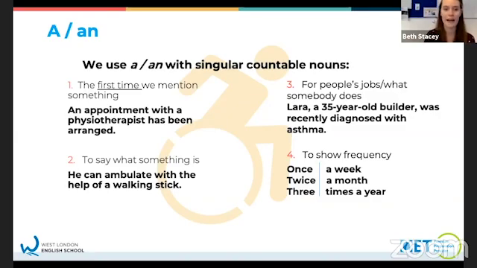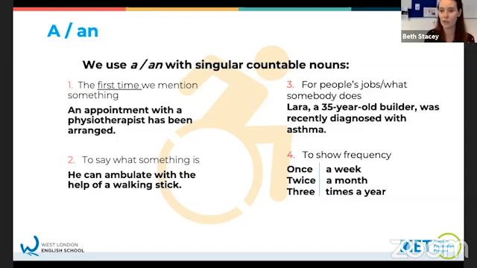So with a and an, we use it for the first time that we mention something, such as in the sentence here, an appointment with a physiotherapist has been arranged. If we want to say what something is, something specific, like this is a phone, this is a mug, we've got an example here. He can ambulate with the help of a walking stick.